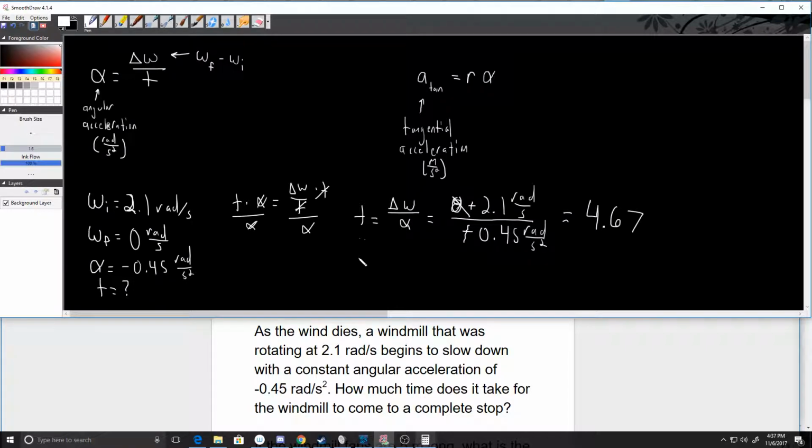Time is going to be measured in seconds here. In this case, I've got radians per second divided by radians per second squared. Dividing is the same thing as multiplying by the reciprocal, so I've got radians per second times seconds squared over radians. Radians cancels radians, and seconds cancels out, so I'm left with seconds: 4.67 seconds. All right, pretty easy. So it would take 4.67 seconds to come to a complete stop.